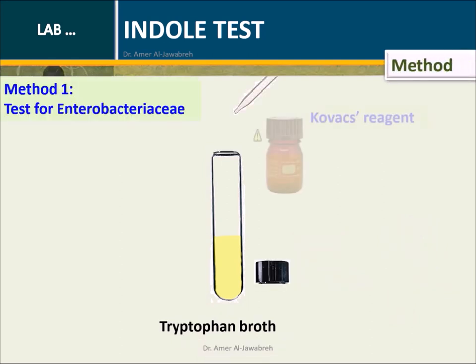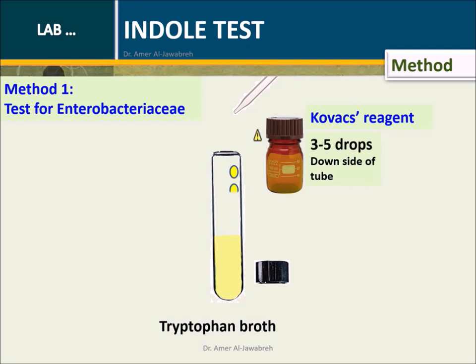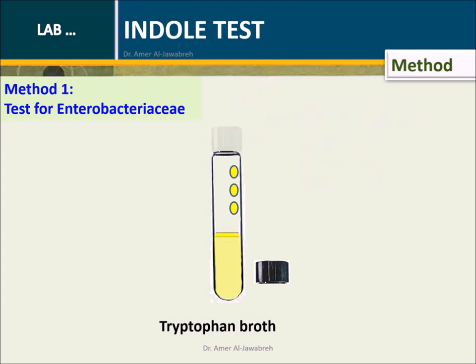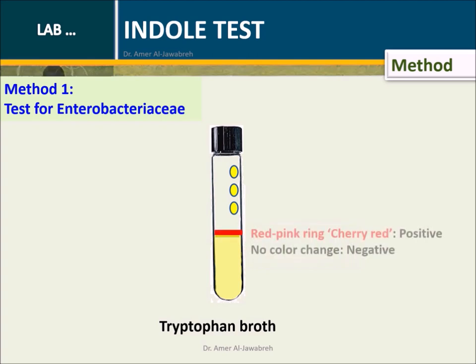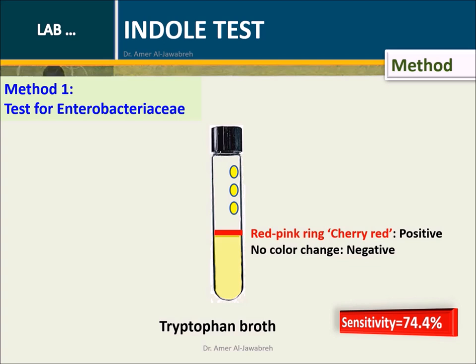Method 1, test for Enterobacteriaceae. Add 3 to 5 drops of Kovac's reagent down the side of the tube. Close tube. Within seconds to a maximum of 15 minutes, a red-pink ring will develop on the surface if indole positive. If indole negative, no change in color is expected. Sensitivity of the method equals 74.4%.